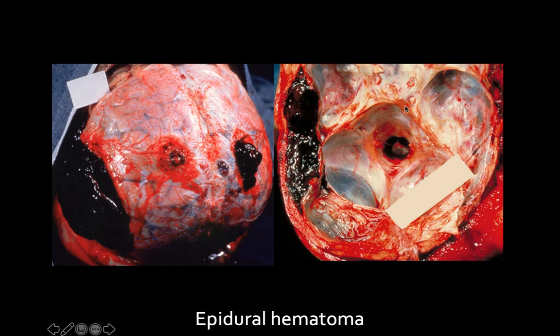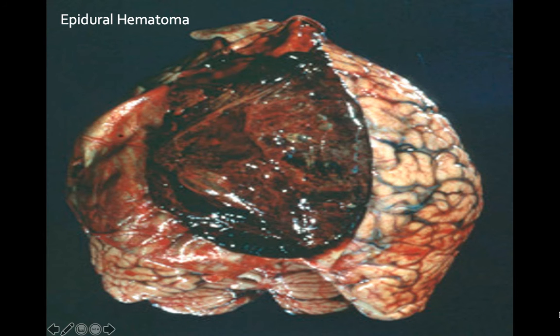Here's showing you an epidural hematoma. This is after the brain has been removed. This is prior to the brain being removed, and this is the dura mater here. So you have this bleeding between the skull and the dura mater. And you can see another little hematoma here, another one here and here. Probably some kind of car accident. Another epidural hematoma.